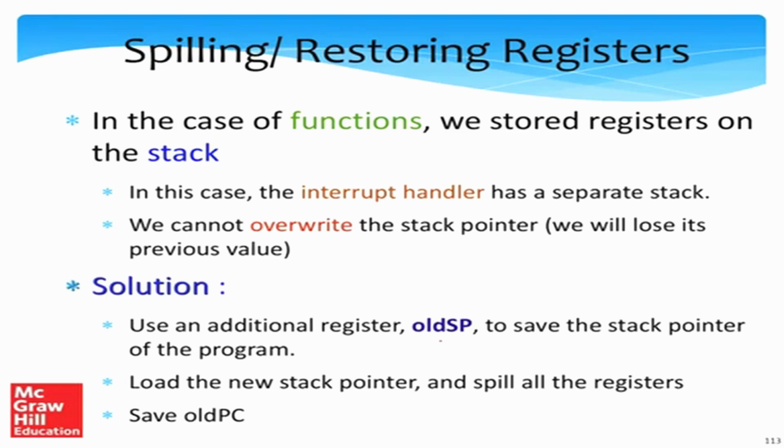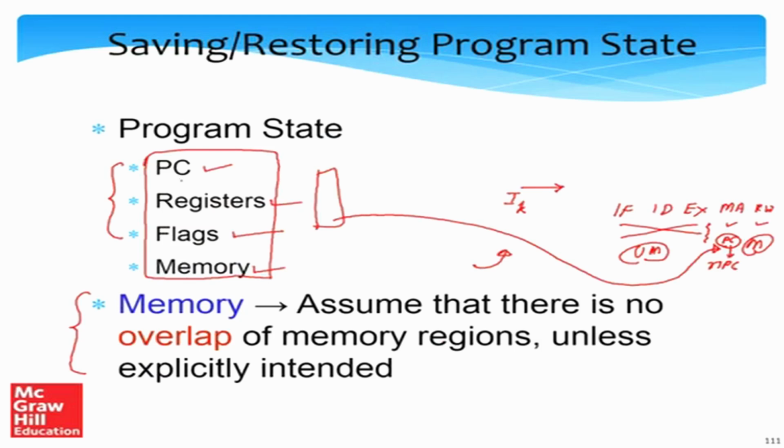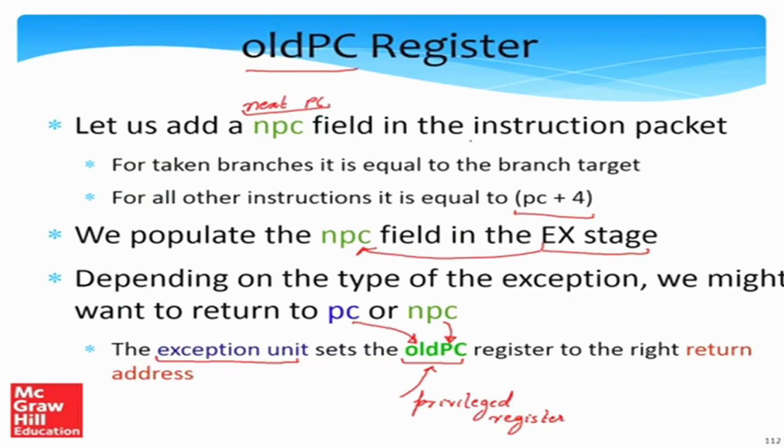Okay, so now let's take a look at spilling and restoring registers. What were the elements of our state? The PC. So we have a way: for every instruction, we have an NPC field. The NPC field either stores PC plus 4, where PC is the PC of this marked instruction, or the branch target if it's a branch. In any case, it's the next PC. Whenever the marked instruction reaches the end of the pipeline, the NPC field is stored in a special new register called old PC. And sometimes, depending upon the type of the exception, of course, we want to store the current PC and execute the marked instruction once again.